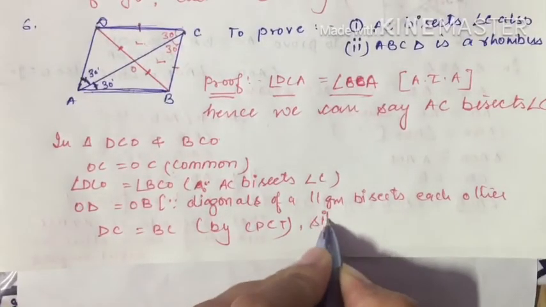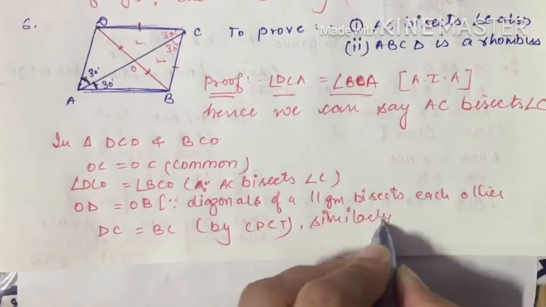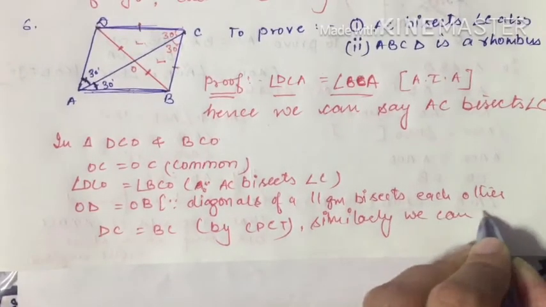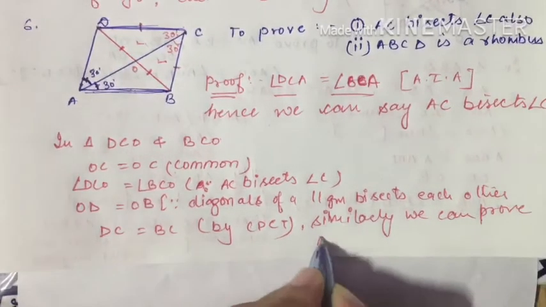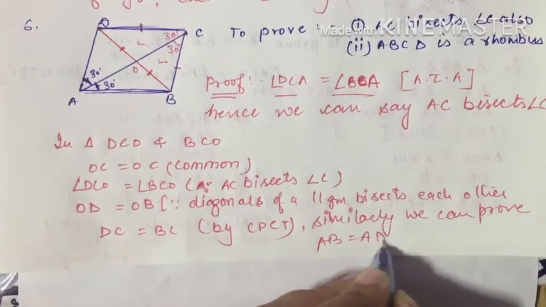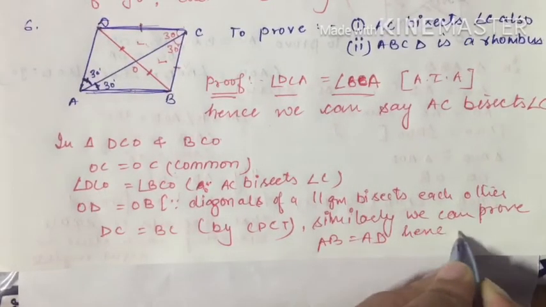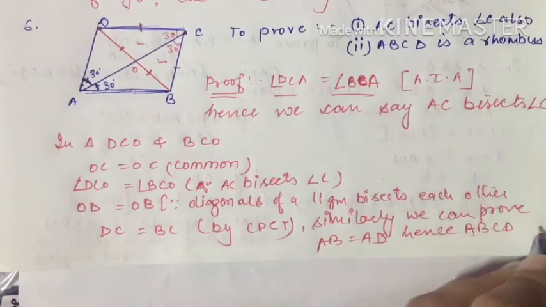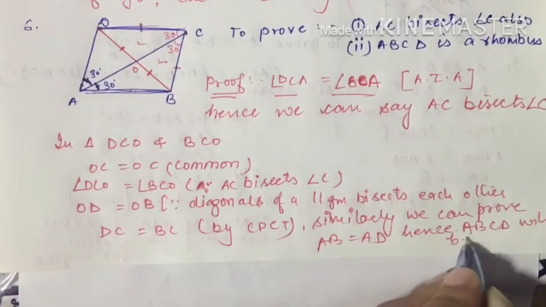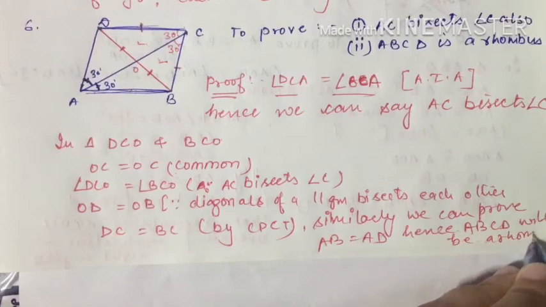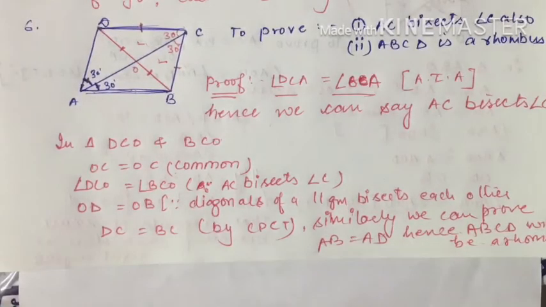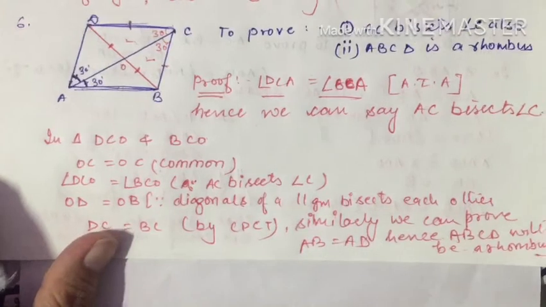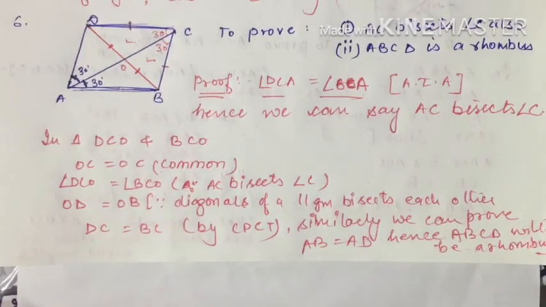You may write similarly, we can prove AB is equal to AD. Hence ABCD will be a rhombus. Okay, we have proved all four sides equal, so we can easily write that it will be a rhombus. I hope this question is clear to you. Let's move to next question of this exercise, that is question number 7.